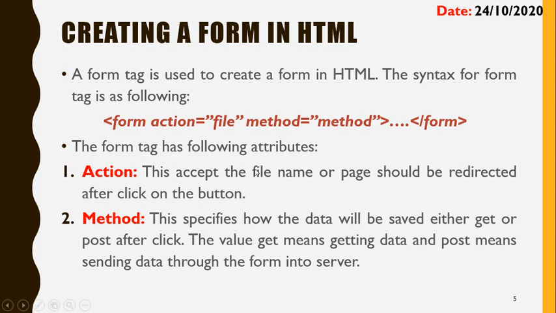So the form has the following attributes. First one is action. In the action you have to write the name of the web page or the file that you are going to open. When you click on the button, some action will take place. The method is how the information is saved. There are two types of method. First one is get and second one is post. Get means you are getting information from the user, and post means you are sending the information entered inside the form to the server for further processing.